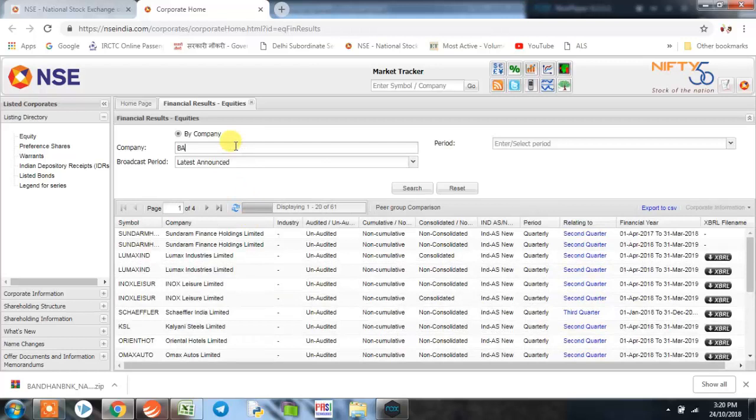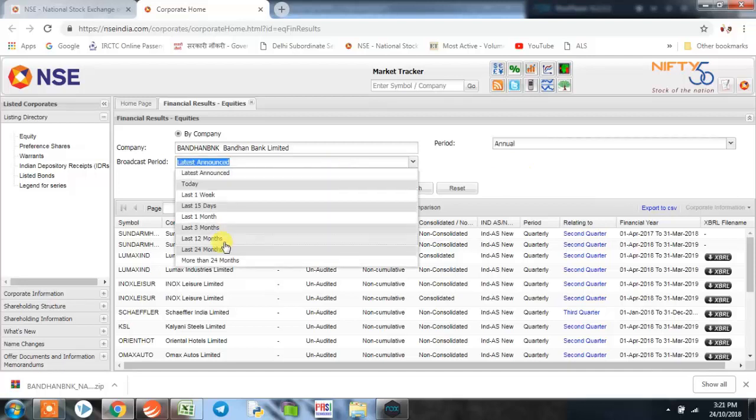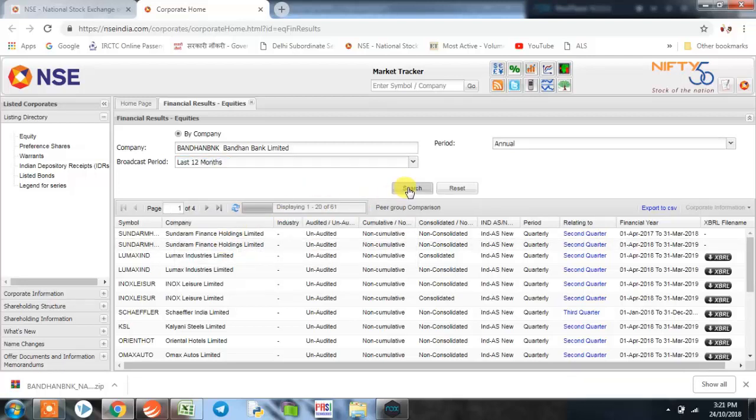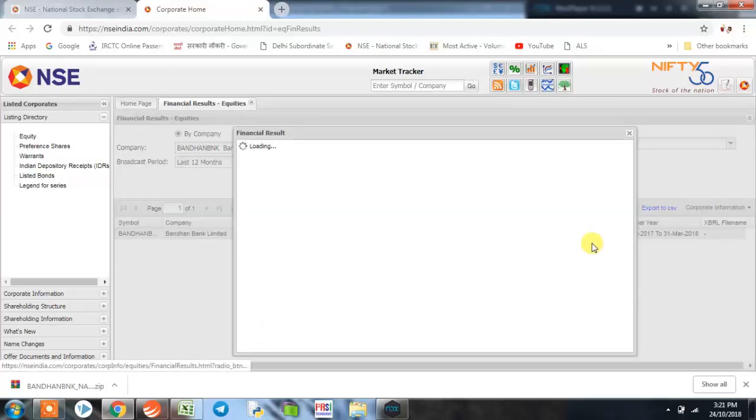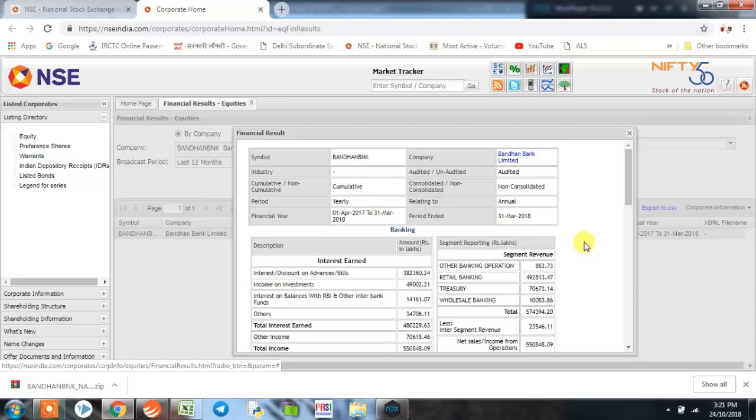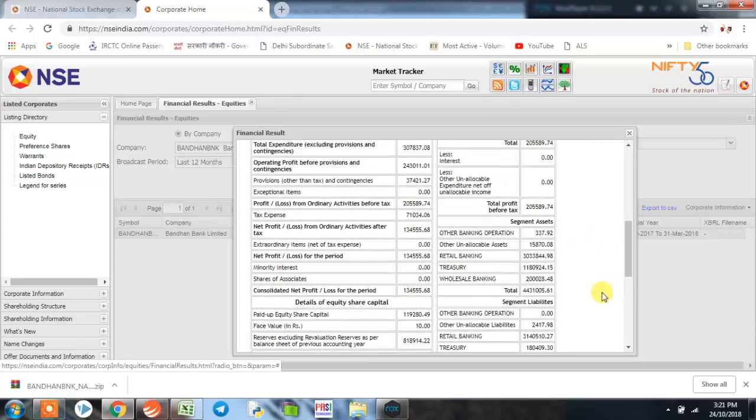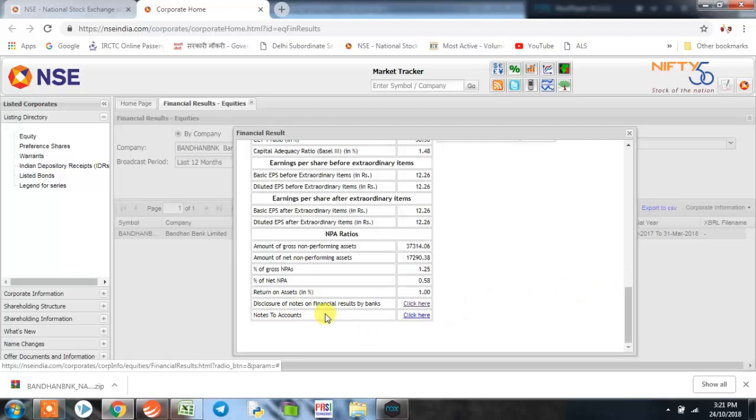Under the company, we have to type Bandhan Bank. Select a period. We usually take annual and last announcements within the last 12 months. We click on search. We get the annual balance sheet of the company. Now when we come down, we can see notes to accounts, and when we click here, the entire balance sheet is downloaded.